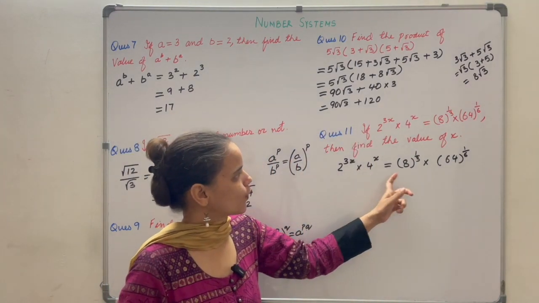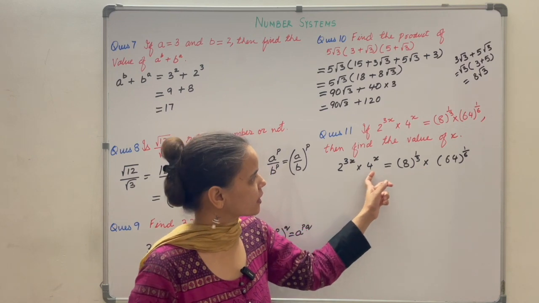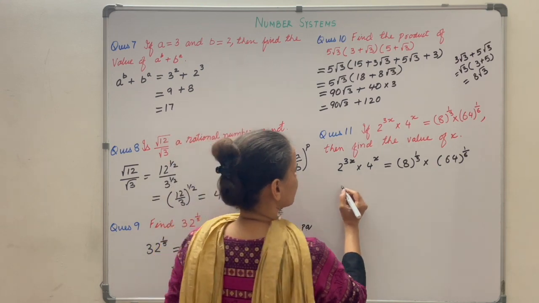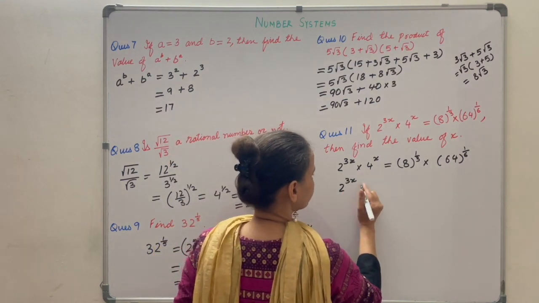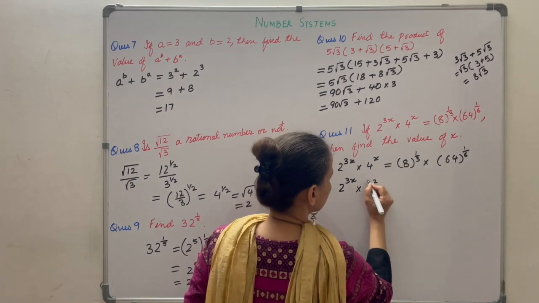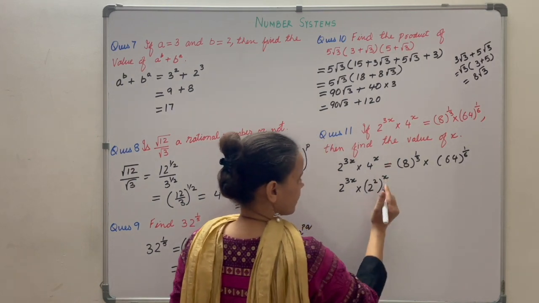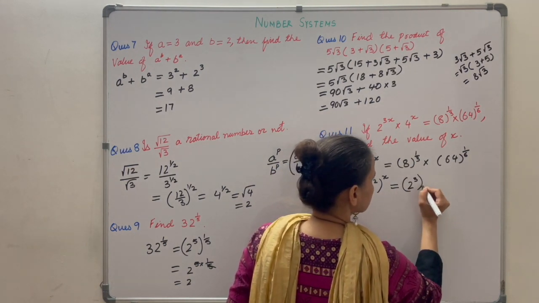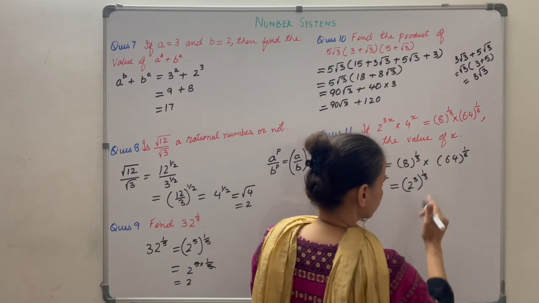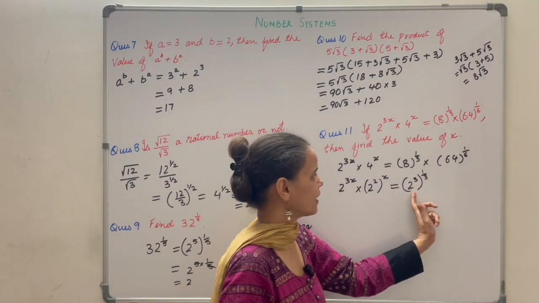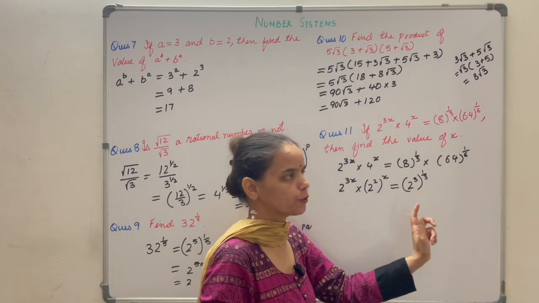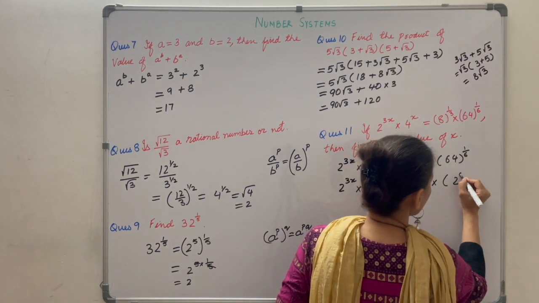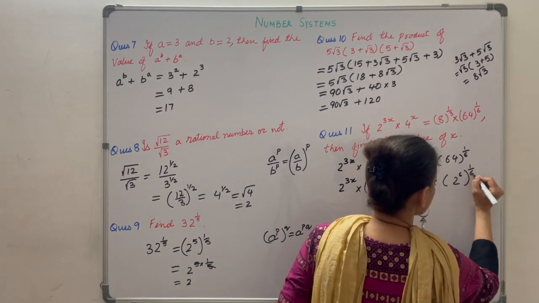So here 4, 8 and 64, we can express all these numbers with the base 2. Let us rewrite it. So 2 raised to power 3x, instead of 4, we can rewrite it as 2 square. That is 4 raised to power x is equal to, instead of 8, we can rewrite it as 2 cube. This is raised to power 1 by 3. 64 is 8 into 8, right? And 8 is 2 cube. So 2 cube into 2 cube, what will you get? 2 raised to power 6. So into 2 raised to power 6 whole raised to power 1 by 6.